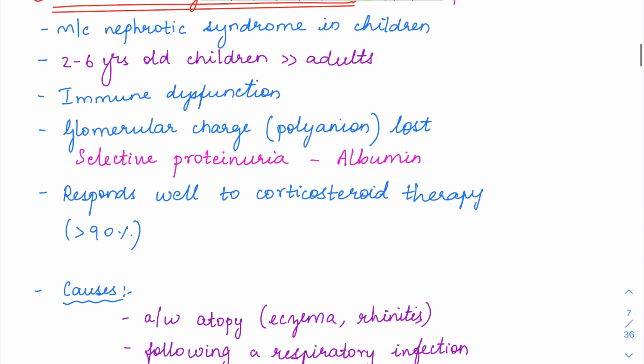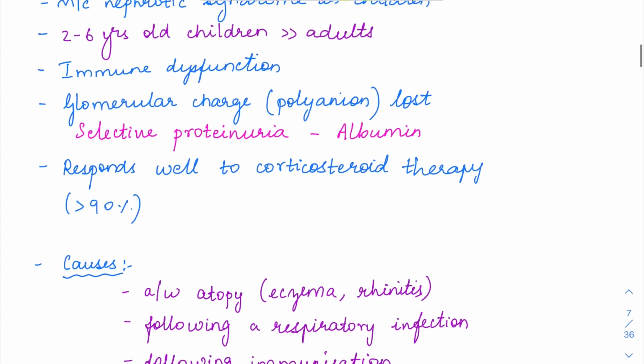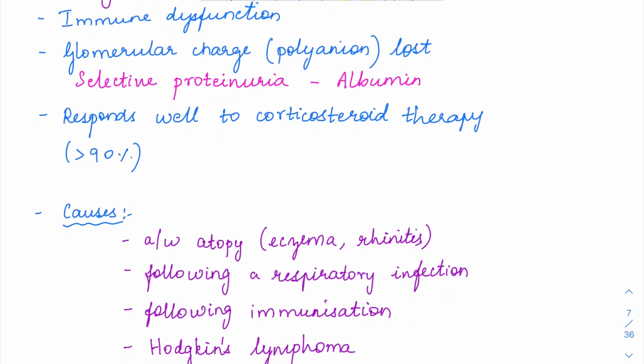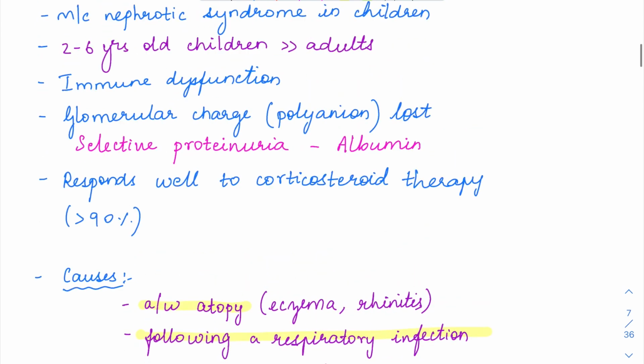Remember that here the pathology is basically immune dysfunction, usually related to T cells. There are various diseases which cause this immune dysfunction. So what are the causes associated with minimal change disease? Usually a kid will have a classical history of atopy, or a vaccination history, or a recent respiratory tract infection, or even Hodgkin's lymphoma. This kind of history can be given in a child, following which the child develops nephrotic syndrome. That means they are referring to minimal change disease.